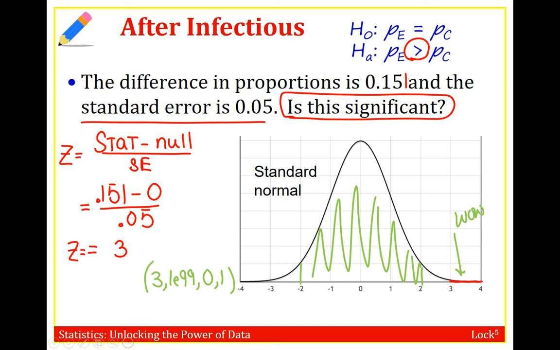So again, I'm going to second, vars. I'm calculating area, so I'm using number 2, normal CDF. My lower is 3. My upper is 1E99. I'll leave a 0, leave a 1, hit paste, and here comes your p-value. I got a p-value of 0.001.